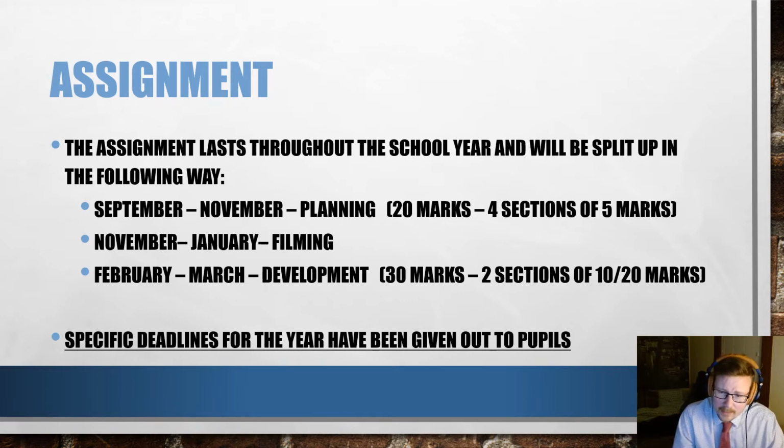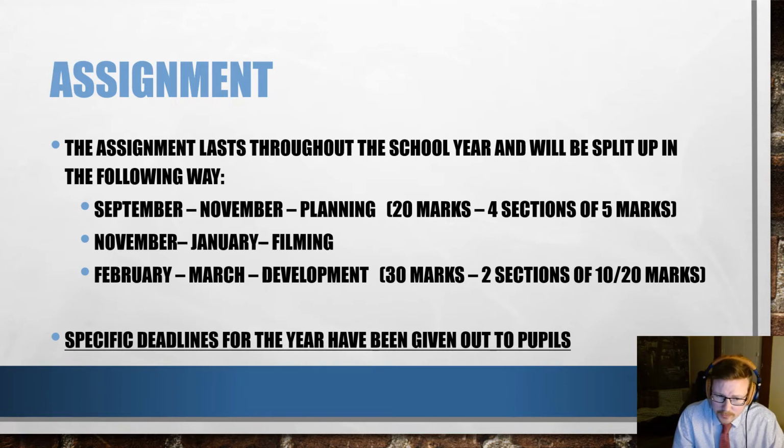So we've already begun our planning section, which runs from September to November. This is 4 sections of 5 marks each, and it basically boils down to a paragraph a mark, roughly, where they take something they're planning to do and justify their planning decision.